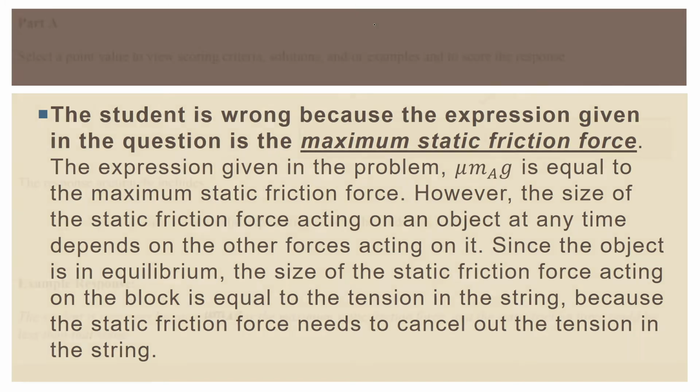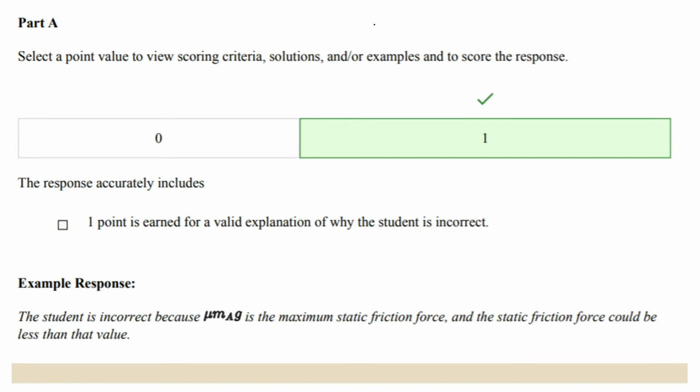The scoring guide here is super vague. I went into way more detail than they wanted. Notice it just says for a valid explanation of why the student is incorrect. You could have just said mu mg is the maximum static friction force, and there's nothing in the problem that would indicate that the static friction force is at its maximum value.